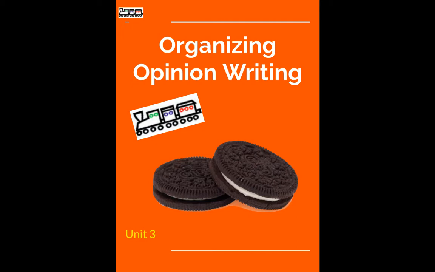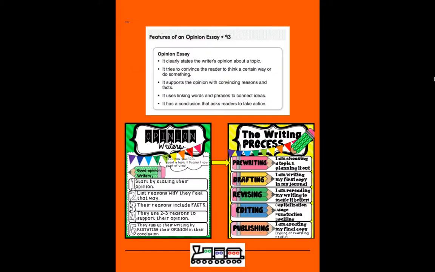Today, we're going to look at opinion writing some more, and we're going to look at how opinion essays are organized. This falls under the trait of organization. So, we know that an opinion essay has to first clearly state our topic and our opinion. We want to convince the reader to think a certain way or do something. We need to support our opinion with convincing reasons and facts.